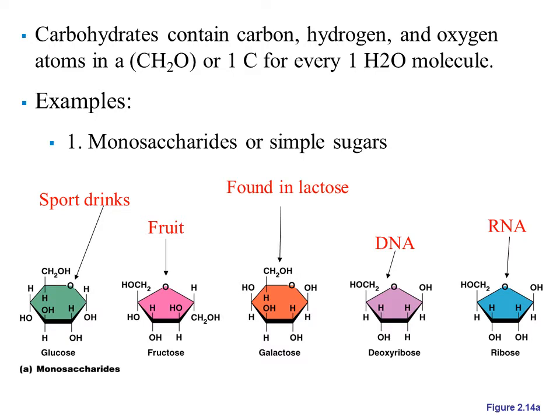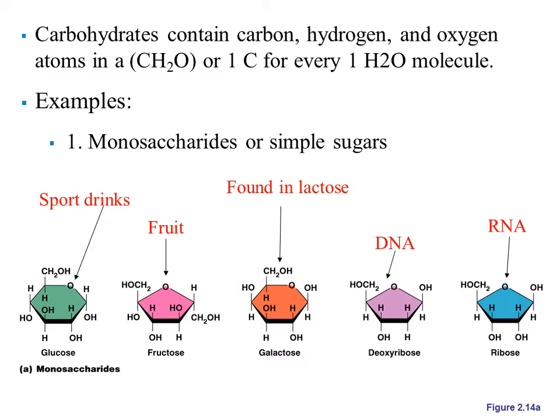Carbohydrates contain carbon, hydrogen, and oxygen. They contain a specific ratio, 1 carbon to every 2 hydrogen to every 1 oxygen. Or it can also be stated that for every 1 carbon, you have 1 water molecule. Therefore, they call it carbohydrate. Hydrate means water, 1 carbon to 1 water. Examples of carbohydrates are monosaccharides, disaccharides, oligosaccharides, and polysaccharides.